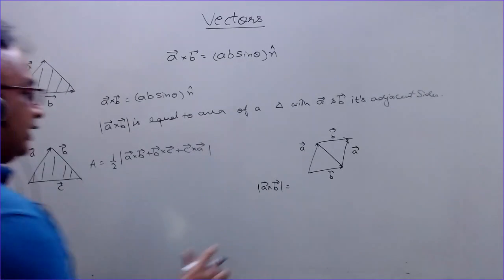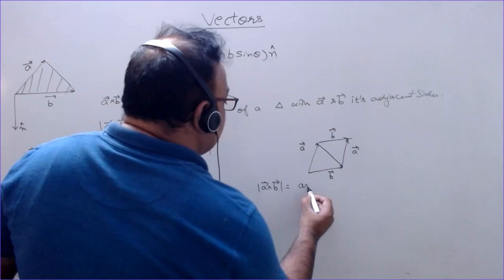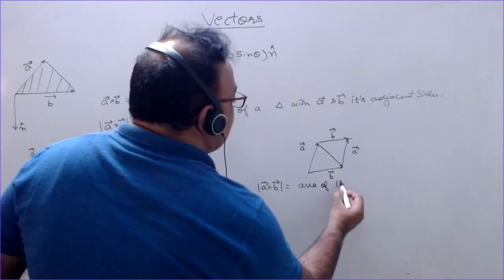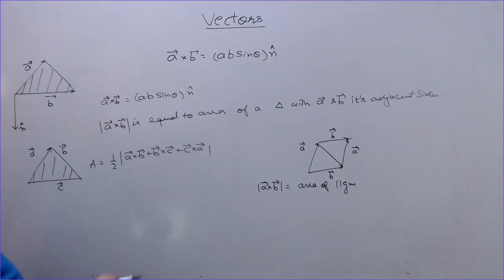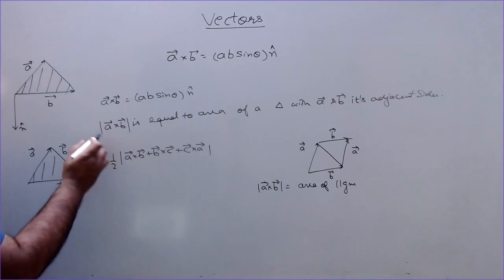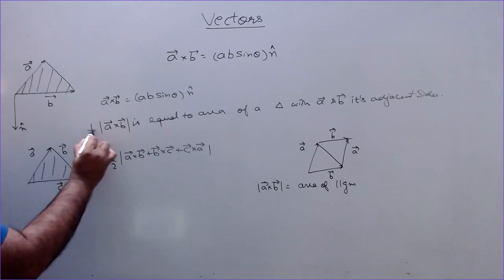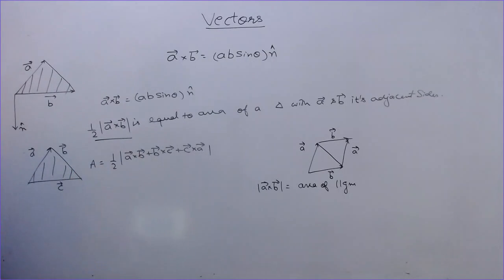So the area of the parallelogram is A cross B, with direction perpendicular to both A and B. Here I have by mistake written A cross B; this should be half of A cross B. So this is the meaning of the cross product.